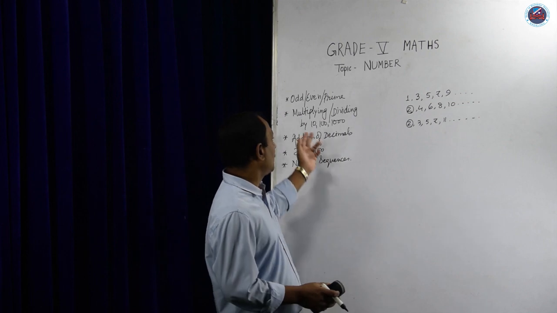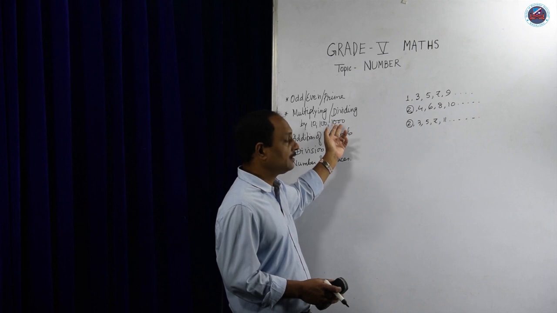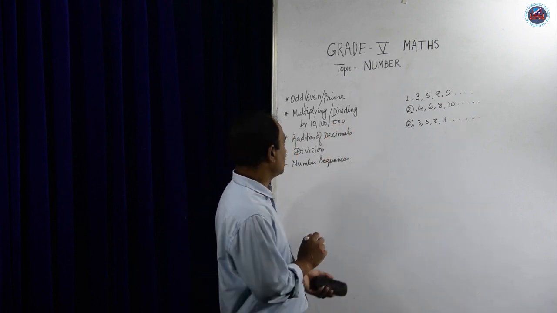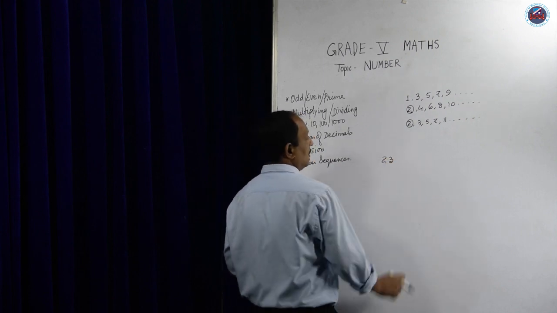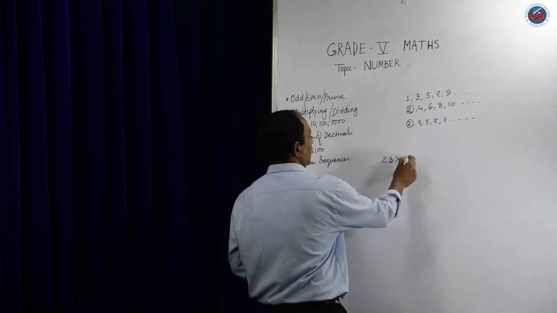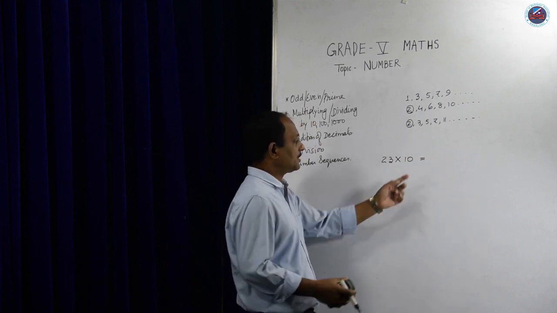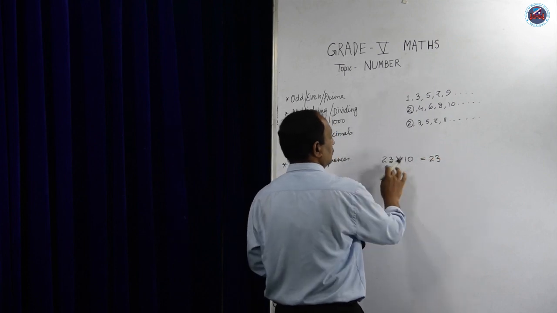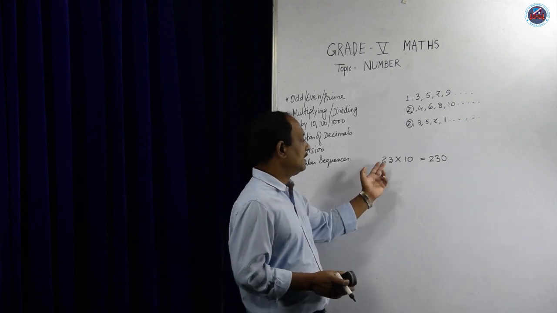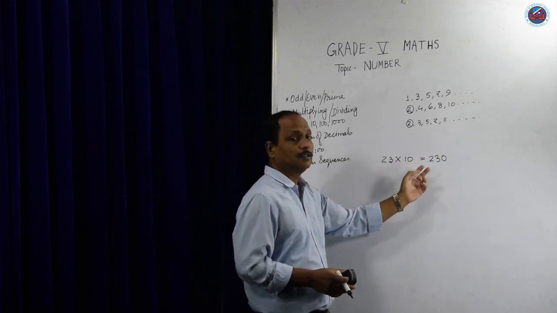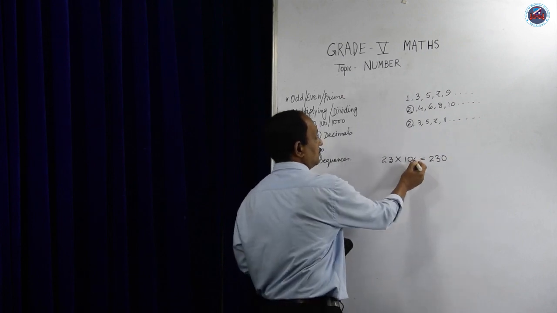Let us go to multiplying and dividing a number by 10, 100 and 1000. Let us first concentrate on multiplying. Suppose a number is written 23. When we multiply this number by 10, what will be your answer? 23 ones are 23, 23 zeros are 0. In short, let us go for it. 23, write down, and how many 0 here? 1. Put 1 0.